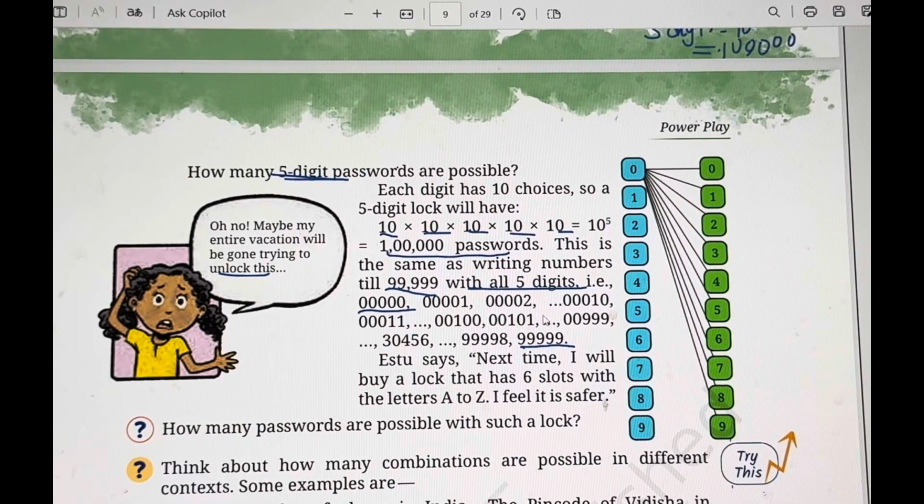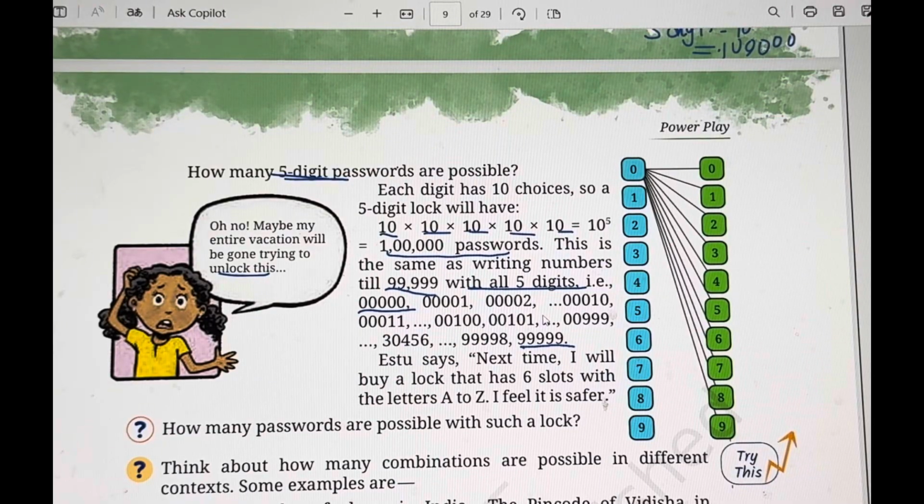Now Istu says, next time I will buy a lock that has 6 slots with the letters A to Z. I feel it is safer, right? Because Istu thought that if we take numbers, then there are so many possibilities, 1 lakh possibilities. So I'll change the numbers to letters A to Z, which are only 26. So he thought it is a little safer, right?